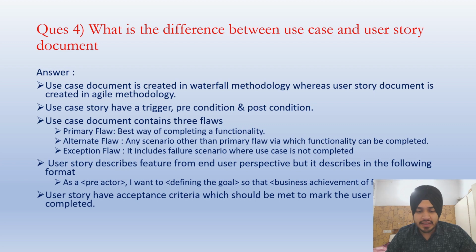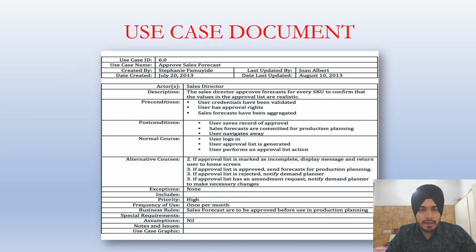User story has acceptance criteria which need to be met to mark the user story as completed, whereas use case document does not have it. So this is a use case document, and we have shown that this is the precondition, postcondition, exception flow. All these things are mentioned over here.